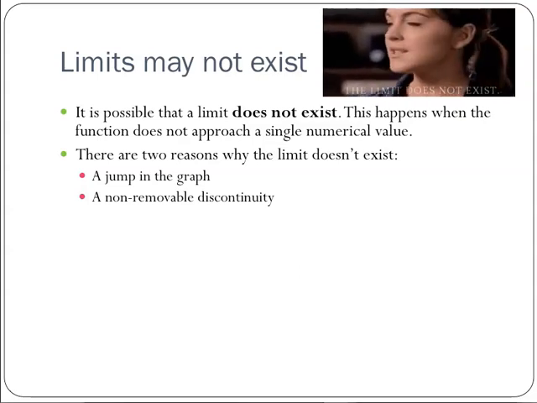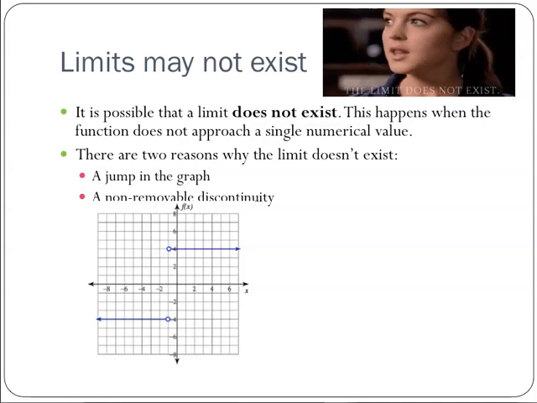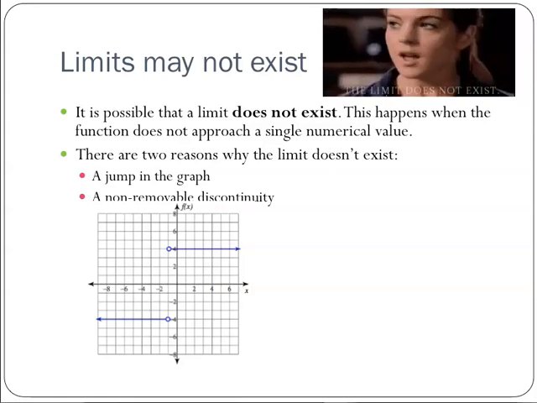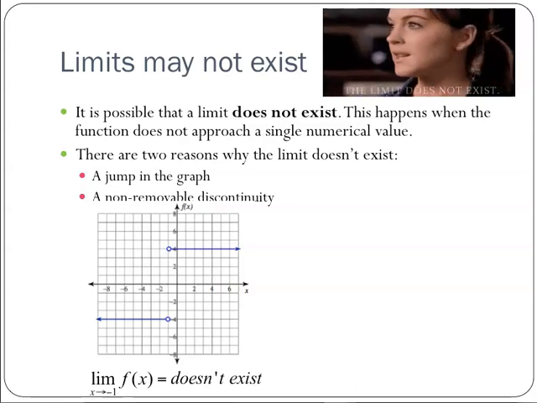So take a look at this first one here. We have a very clear jump in the graph, right? So as you move from left to right, once you get to x equals -1, it jumps up, and the rest of the graph is on the other side. So we would say the limit does not exist here. And the reason is because as you approach it from the left, it approaches -4. But if you approach it from the right, it's equal to +4. So we would say the limit as x approaches -1 for this function doesn't exist. Right, so it has to approach a single numerical value in order for that limit to exist.